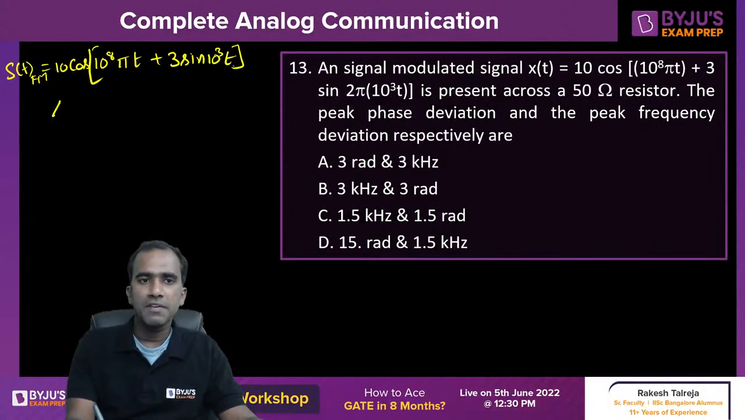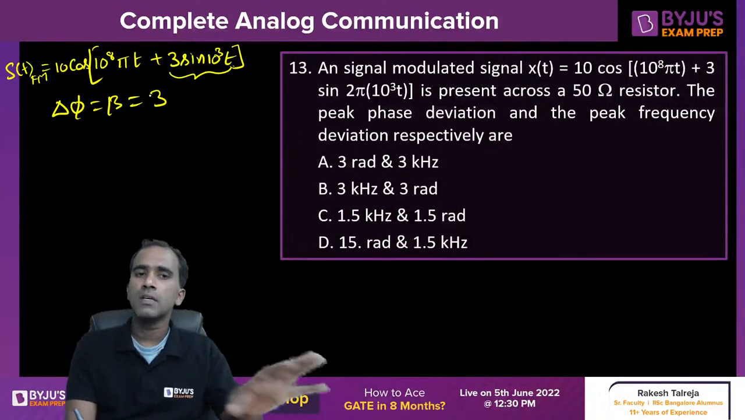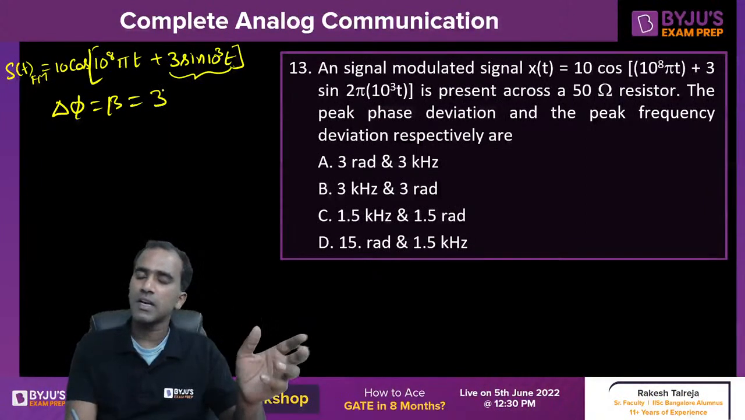So peak phase deviation, del phi, is the same as beta. Beta is the maximum magnitude possible in the phase part. In the phase part, what is the maximum magnitude possible? It is 3 units. When sine becomes +1, you get 3 as the maximum magnitude possible in the phase part. That will be the modulation index or maximum phase deviation. This is valid for both the FM signal as well as the PM signal.